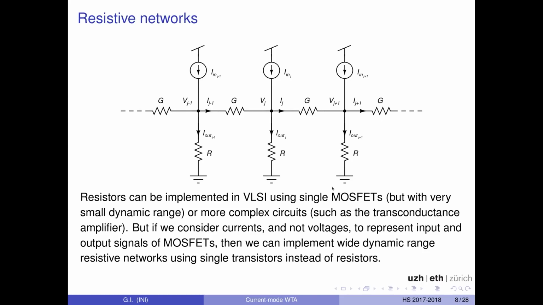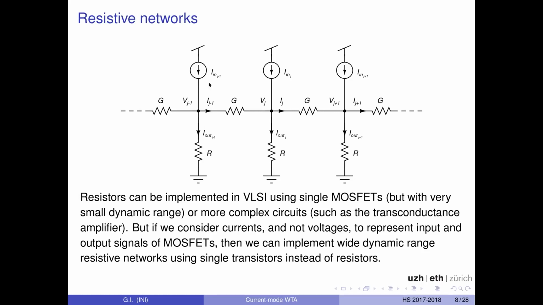So MOSFETs, they can work in subthreshold, above threshold, ohmic region, and saturation region. So if you use the MOSFETs in the ohmic region, whether it's subthreshold or above threshold, it doesn't matter. But if they're in the ohmic region, then you can replace those symbols with the equivalent resistance, the conductance, and then you can implement these networks.